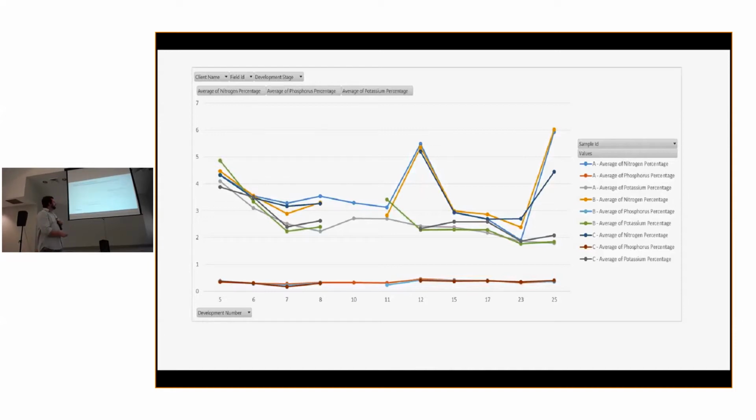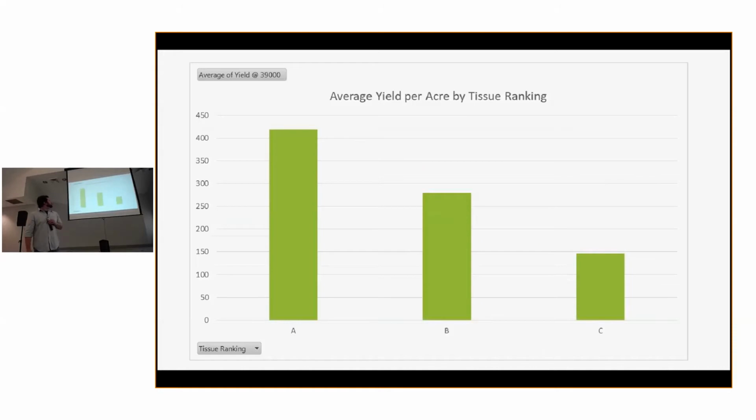I'll back up. What was our yield goal? 400 bushel. Did those plants hit 400 bushel? Yeah, they did. What was the problem? I didn't have enough of them. I didn't have enough of those plants. I had too many of these plants.